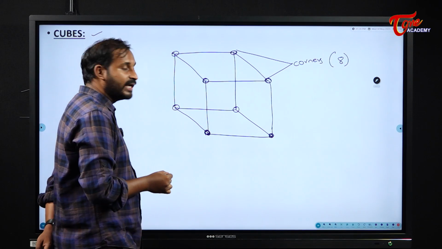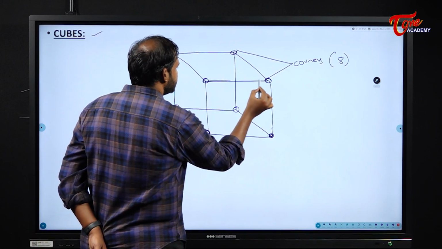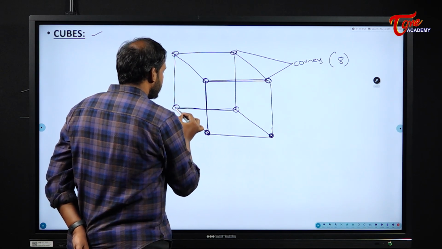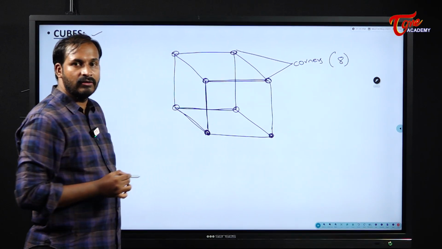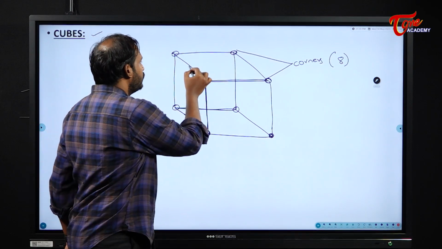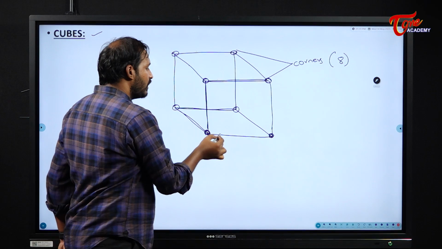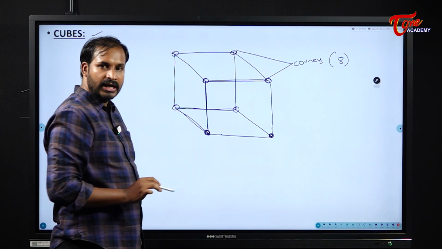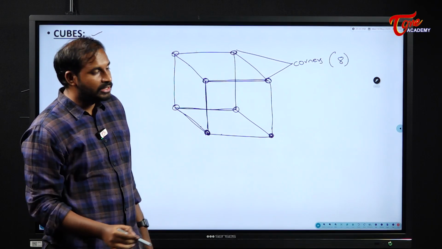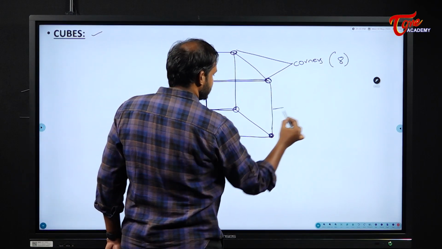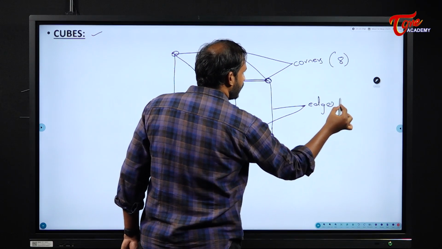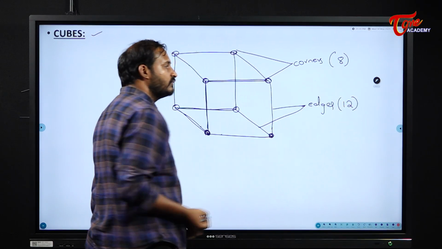Okay. When it comes to edges, these are called edges, students. How many edges does a cube have? A cube will have 12 edges. See here, 1, 2, 3, 4. 1, 2, 3, 4. Right, 8. And next 1, 2, 3 and 4. So, total a cube will have 8 edges. Sorry, 12 edges. A cube will have 12 edges.